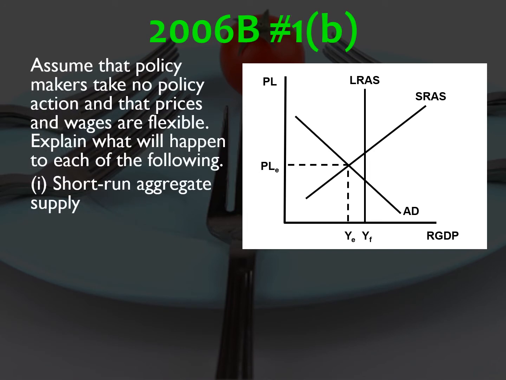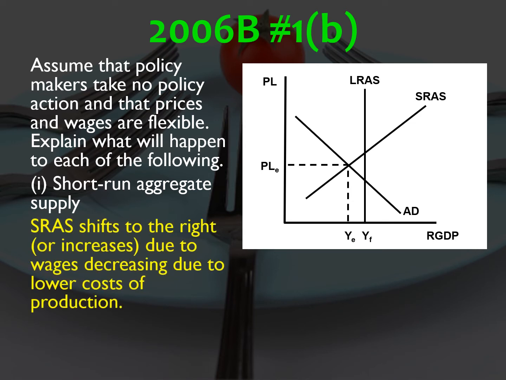B, assume that policymakers take no policy action and that prices and wages are flexible. Explain what will happen to each of the following. 1, short-run aggregate supply. SRAS is going to shift to the right, or increase, due to the wages decreasing due to lower costs of production. So lower cost of production, if you leave an economy alone, SRAS is going to shift back towards full employment. So SRAS shifts to the right.